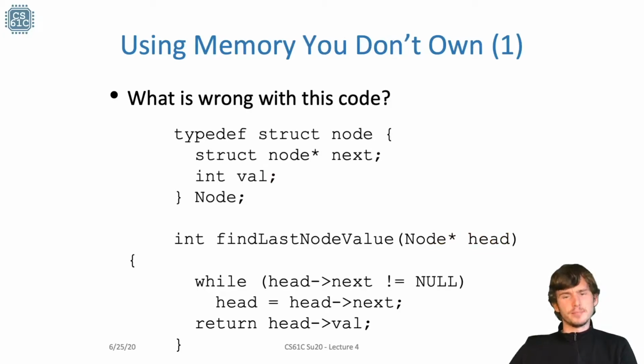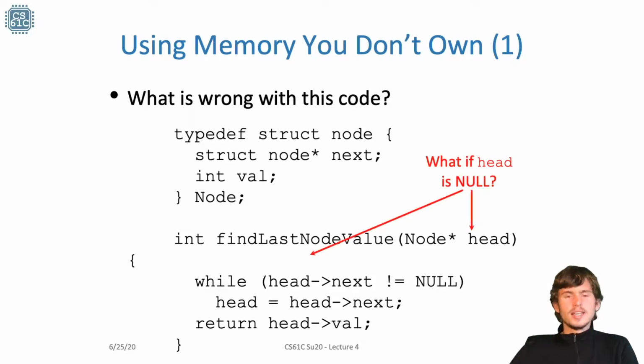Let's go on to another example. What's wrong with this code? Well, if you look here, we pass in head, which is a node pointer, and then we do head next, and we check to see if the next node is null. But what if head is null? In this case, we are going to be dereferencing null, so essentially we're going to be accessing the 0 page, which in most systems is always going to segfault.